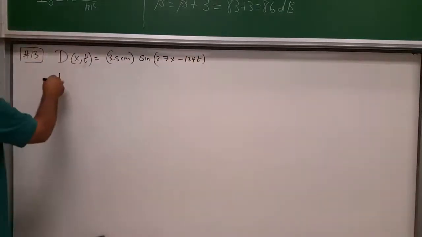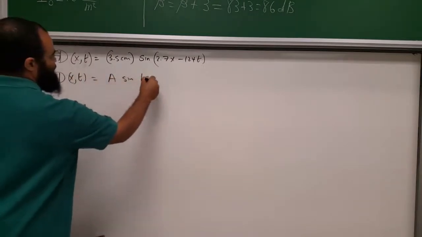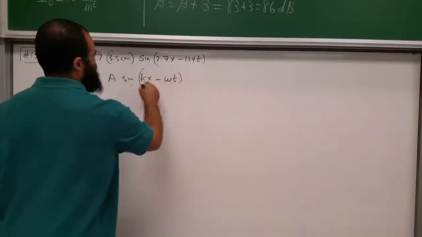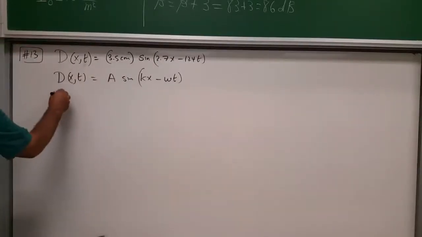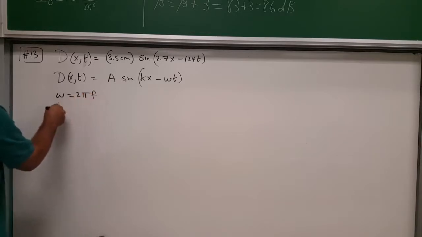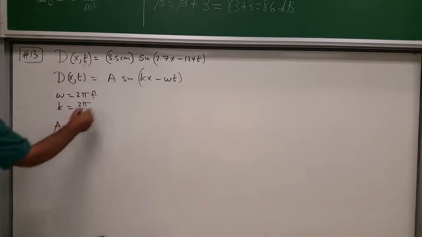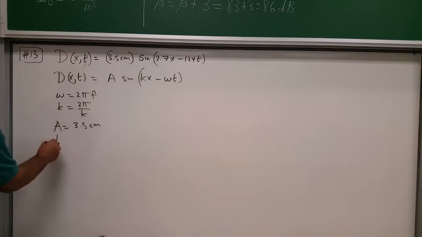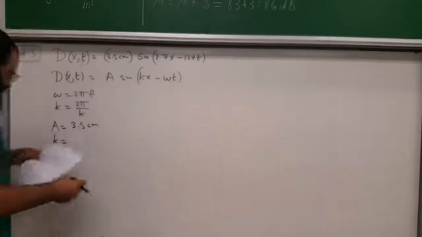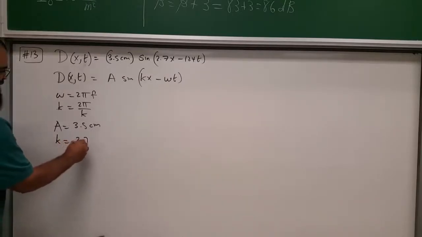The first question says, remember the general form for a wave for x and t will be the amplitude times the sine of kx minus omega t. This is a wave traveling to the right. And remember that omega is 2 pi f and k is 2 pi over the wavelength. This is called the wave number. This is the angular frequency. So the first question, what is the amplitude? Well, the amplitude is what's in front, so that's 3.5 centimeters. In this case, k will be 2.7x, and they're telling me that x is in meters and t is in seconds. So k is 2.7.